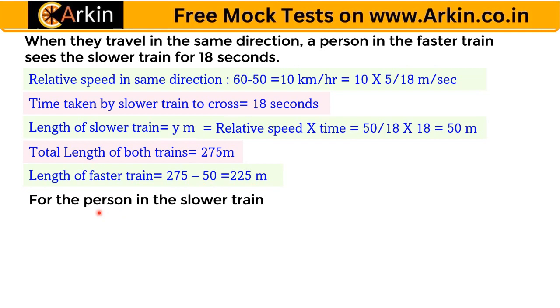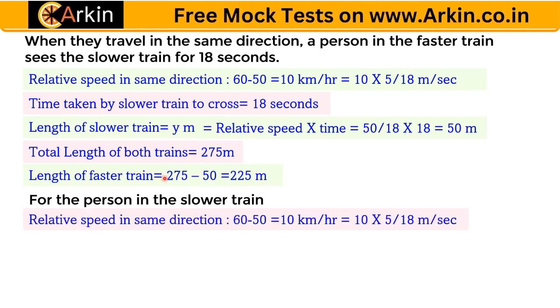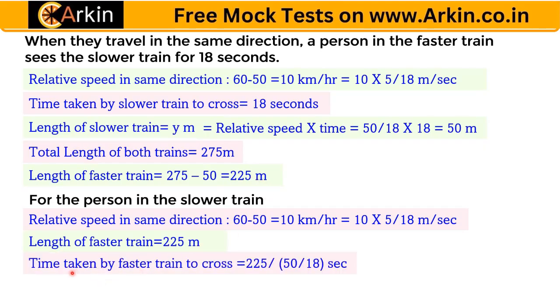Now for the person who is sitting in the slower train, the relative speed will be the same because they're moving in the same direction. So 60 minus 50 and multiplying by 5 by 18. And now the length of the faster train will be considered as distance. So the length of the faster train is 225 meter and the time taken by the faster train to cross will be, the formula for time is distance upon speed. So it will be 225 by 50 by 18 and if we solve, we get 81 seconds. So the answer to this question will be 81.